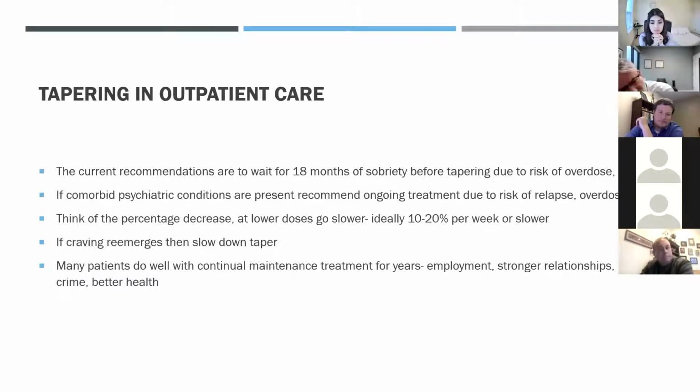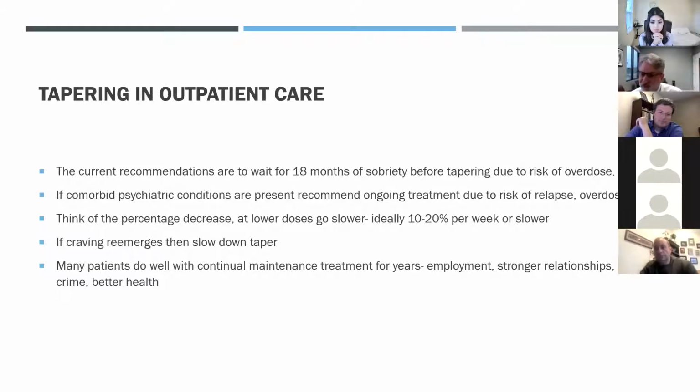And also when you're tapering people off of Suboxone, you want to think about the percentage decrease. It's the percentage drop in receptor occupancy that the patient is going to feel. If somebody's at a high dose, going down by a certain amount is a smaller percentage than at a lower dose. So as you get to lower and lower doses, you have to slow down and taper more gradually in smaller increments. Usually the recommendation to taper opiates is 10 to 20% per week or slower.